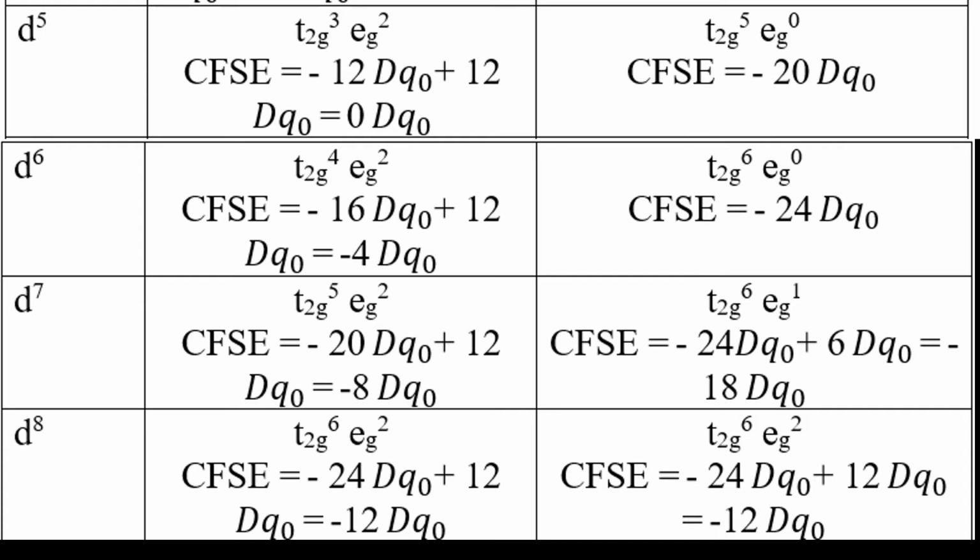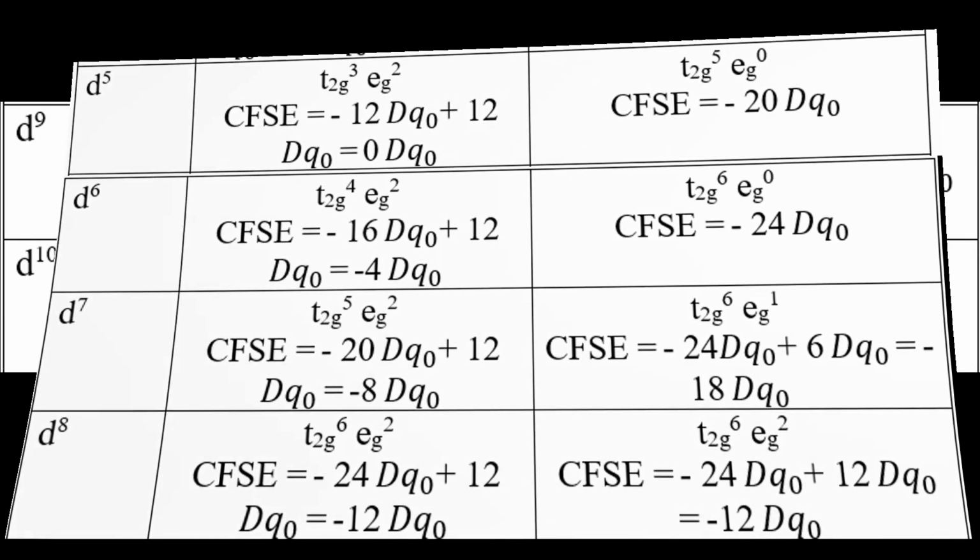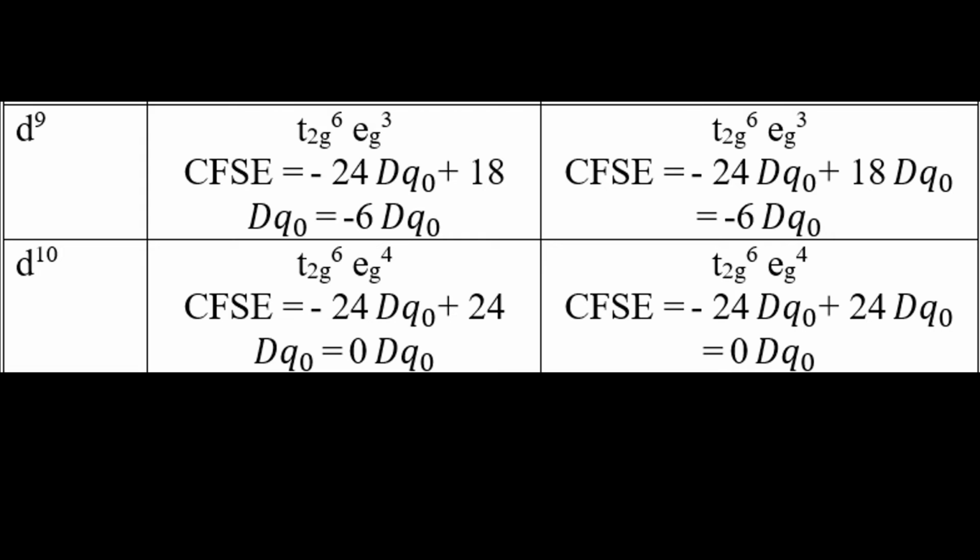that is equal to minus 18 Dq0. For d8 system, for high spin, that is t2g^6 eg^2, CFSE will be minus 24 Dq0 plus 12 Dq0 is equal to minus 12 Dq0. And for low spin, CFSE will be minus 24 Dq0 plus 12 Dq0 is equal to minus 12 Dq0. For d9 system, the electronic configuration for high spin t2g^6 eg^3, CFSE will be minus 24 Dq0 plus 18 Dq0 is equal to minus 6 Dq0.